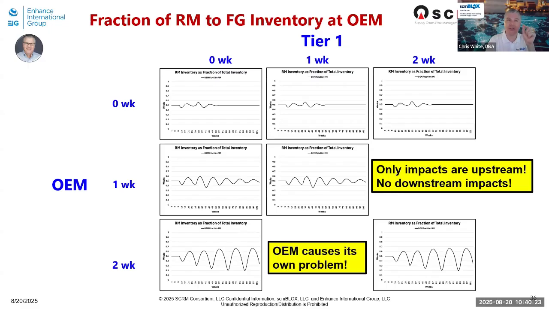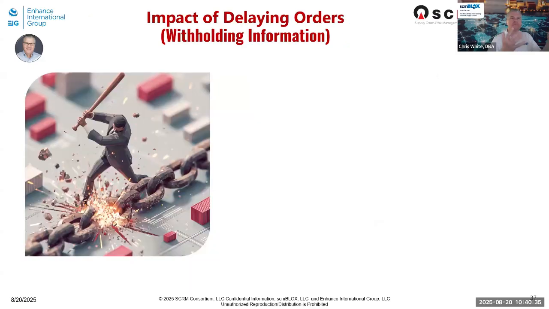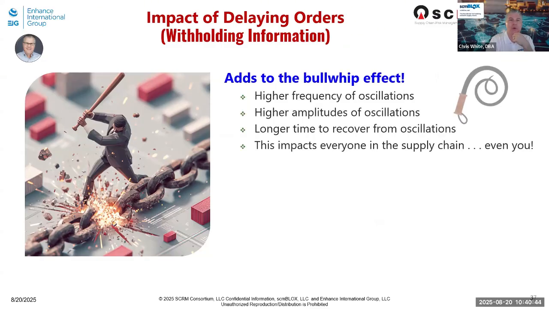And so that short-term pain relief of I'm not going to share my order information, I don't trust my supply chain, actually ends up hurting you. So what does this mean? Well, when we delay our orders, number one, we're just crushing the supply chain, and we're adding to the bullwhip effect. We get more oscillations, higher oscillations, it takes us a lot longer to recover, and eventually this impacts everybody in the supply chain, even you.